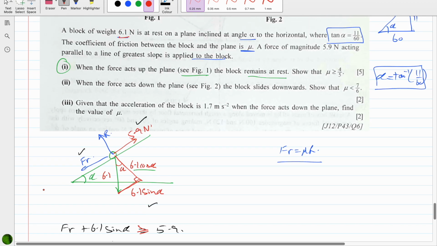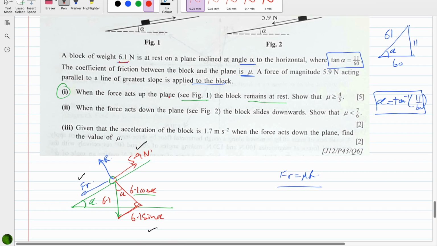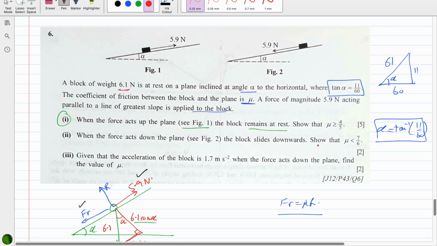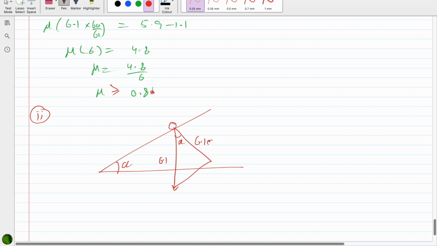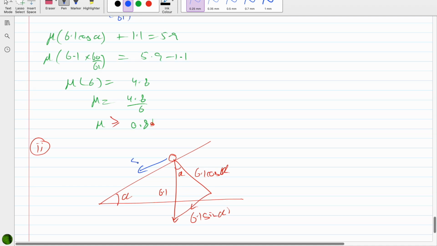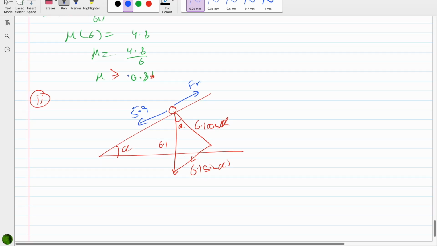Second part of the question. The second part says when the force acts down the plane as shown in figure 2, the block slides downwards. Show that mu is less than 7 by 6. So same diagram. This is angle alpha. The weight is 6.1. Split it up. This is still alpha, 6.1 cos of alpha. This is downward, 6.1 sine of alpha, and now it is moving down, and applied force was 5.9. Friction would be upwards. So again we write the equations.